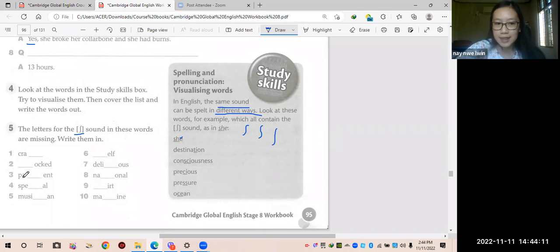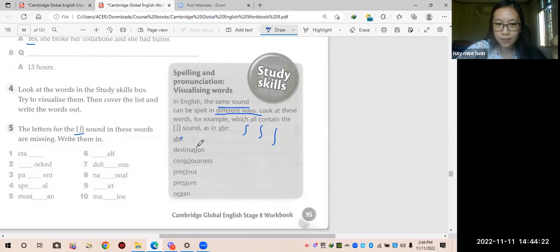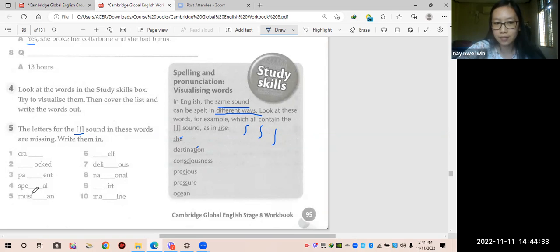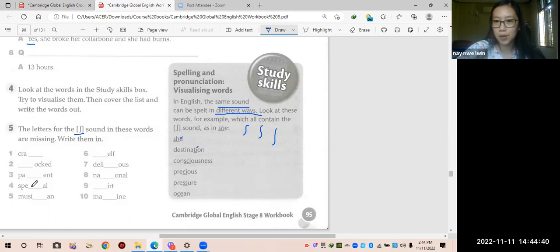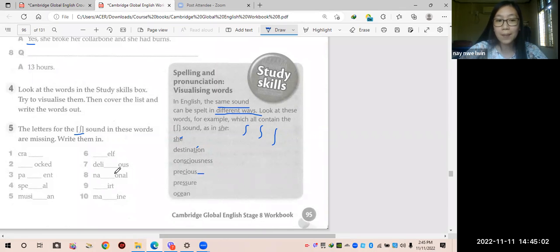Patient, right. PA-TI. TI, yes. How about number 4? Special. Special is spelled with CI. Yes. Special, right. Number 5, musician. Musician is spelled with CI, like precious. Right. And how about 6?